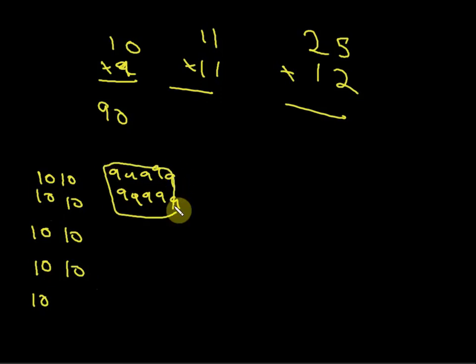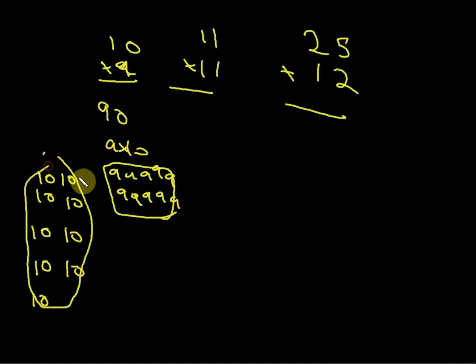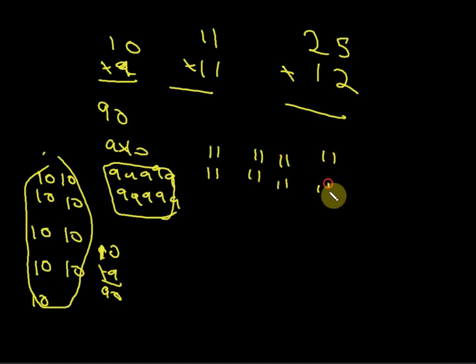Alright, so this is 9 times 10, or you could say 10 times 9, right? You still get it either way. Now, how does this work with 11? Well, 11 is nothing fancy, so we're doing 11 times 11. So let's do 11, 11, 11, 11, 11, 11, 11, 11, 11, 11, 11.